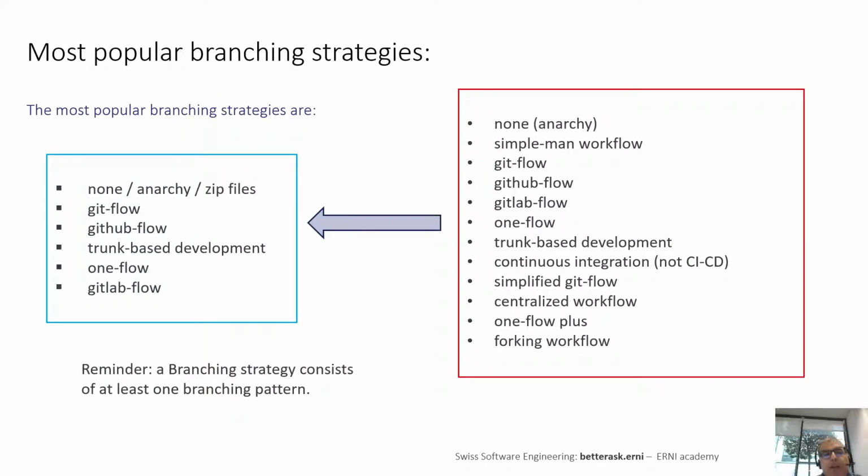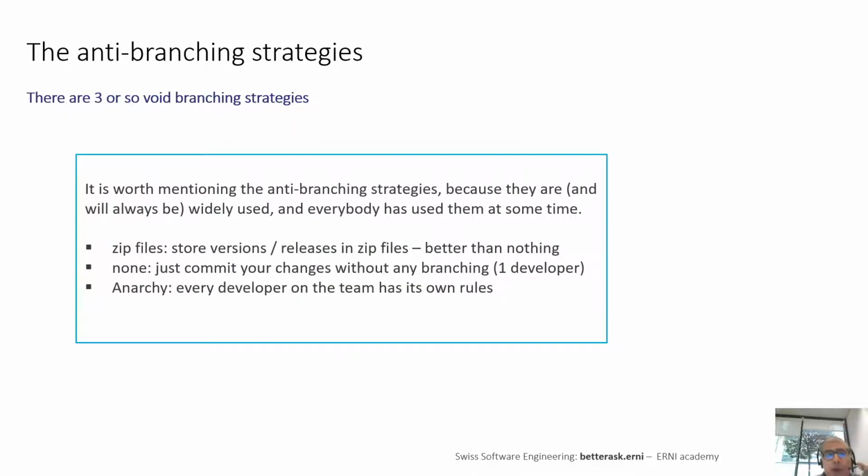As I said here, the first one I didn't want to mention so much, because it's an anti-branching strategy, or an anti-pattern, if you like. It's not considered to be a branching strategy, but they exist and people use them, and perhaps they have been the most used strategies in the history of development. But this one I'm mentioning again: it's the zip files. It's storing your versions in zip files, which is very bad, but it's better than nothing, of course. None is just committing, or what I call none is to just have no branching, or it can also be called a single developer.